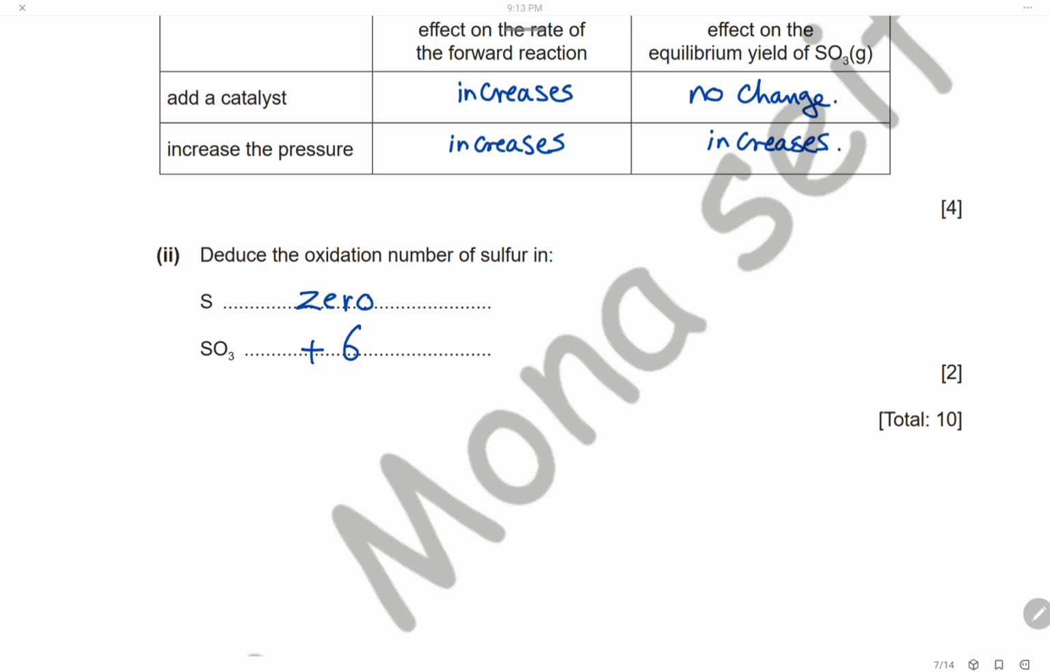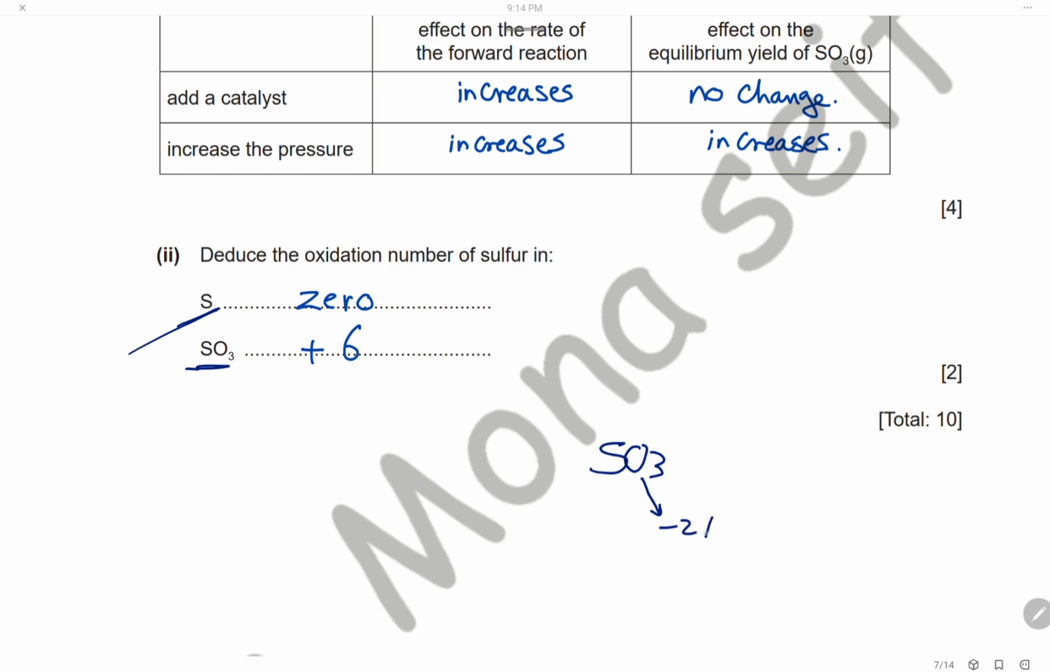Deduce the oxidation number of sulfur in S, sulfur. Sulfur is an element with oxidation number 0. It has no charge. Sulfur trioxide is a molecule, and the molecules are neutral. So the oxidation number of oxygen is -2.